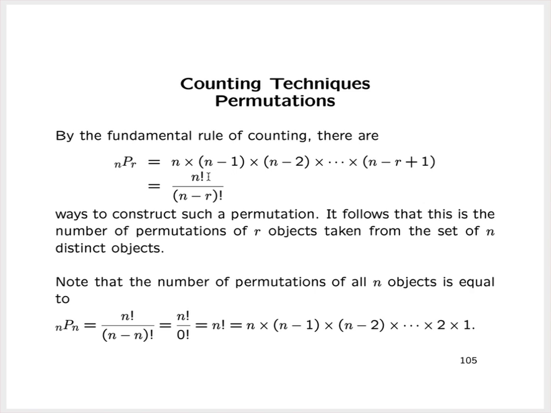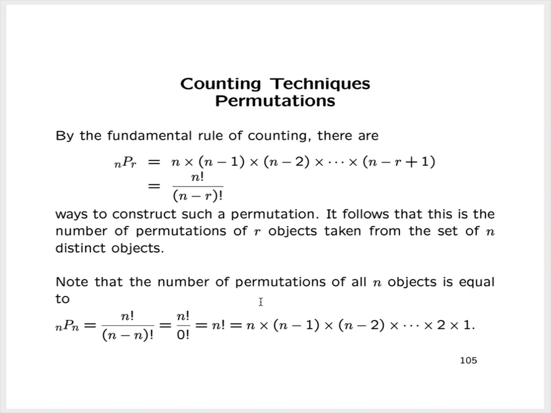I want you to convince yourself that this is actually the case. If you write out n factorial and write out n minus r factorial, then you'll see the terms cancel, and you get exactly this product right here. So what we're doing is appealing to the first counting rule that we looked at, the fundamental rule of counting, and utilizing that to derive the number of permutations of n objects taken r at a time. That is the number of ways that we can construct a permutation. And so it follows that this is the number of permutations of r objects taken from a set of n distinct objects.